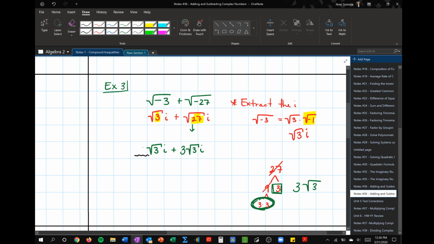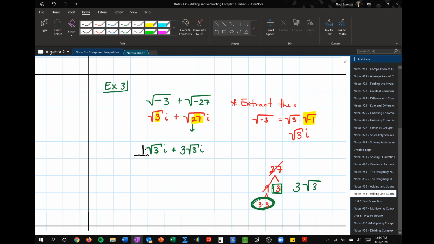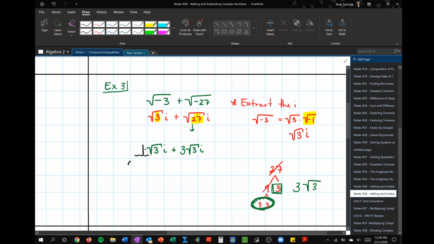I can always put a 1 in the front here, okay? Because basically it's like saying 1 times the root 3. 1 times root 3 doesn't change, right? It's still root 3. Now, what that does allow me to do is that now I have a coefficient. So 1 is a coefficient. 3 is a coefficient, okay? When am I allowed to add coefficients? I can only add coefficients if they have the same like terms.